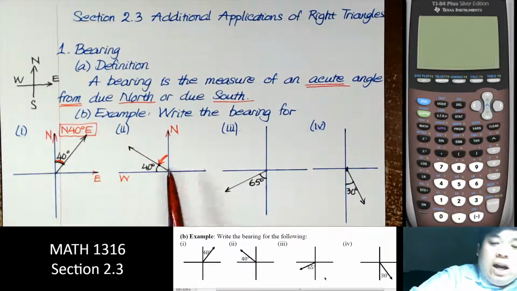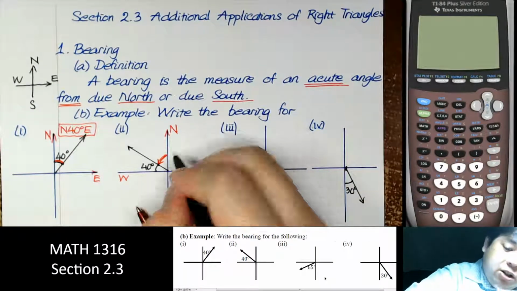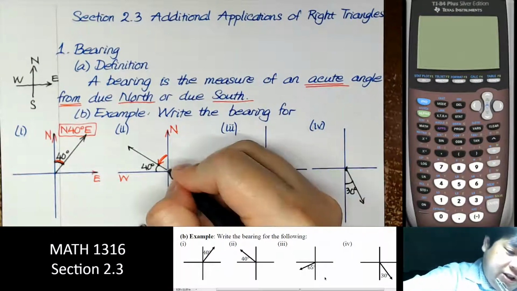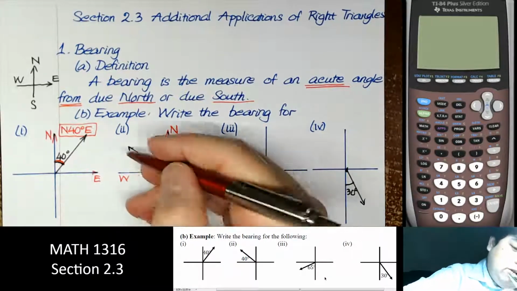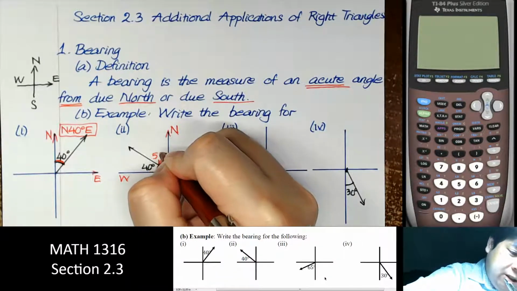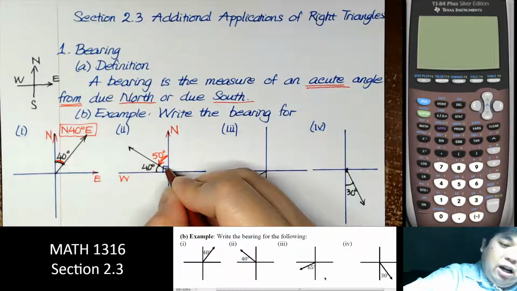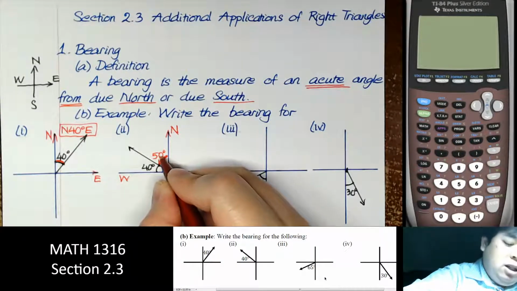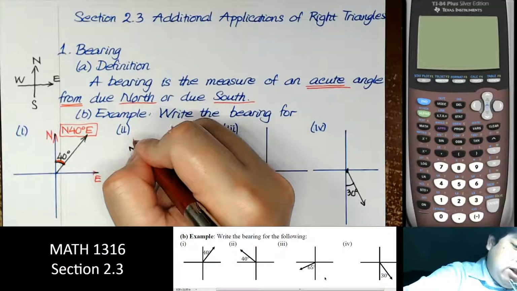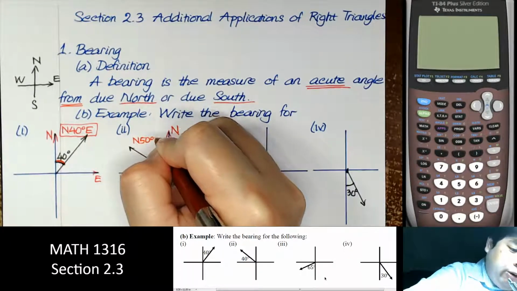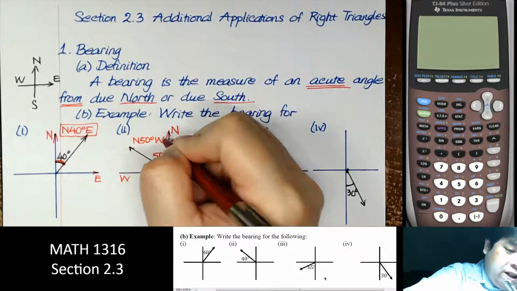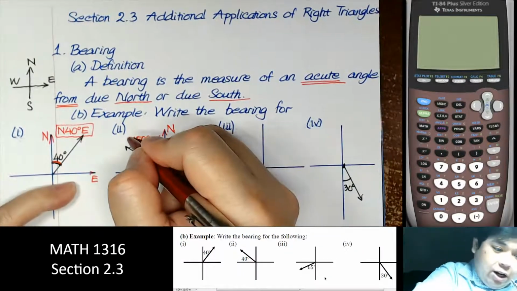If the whole thing is 90 degrees, the right angle, subtract 40, so this is only 50 degrees. 90 minus 40 equals 50, and so we say the bearing here is north 50 degrees on the west side. That is the bearing.